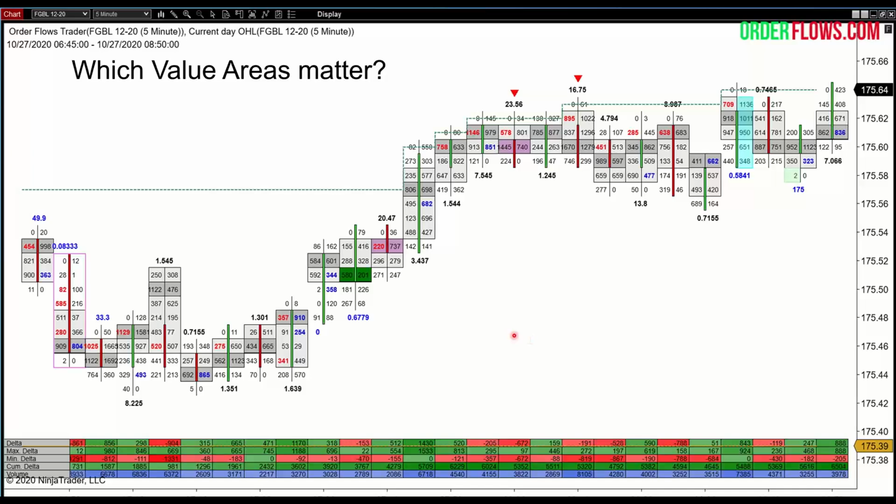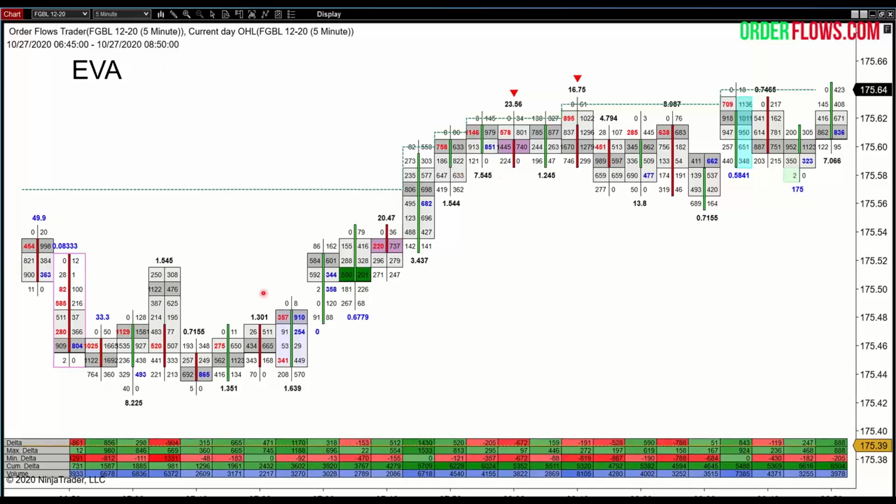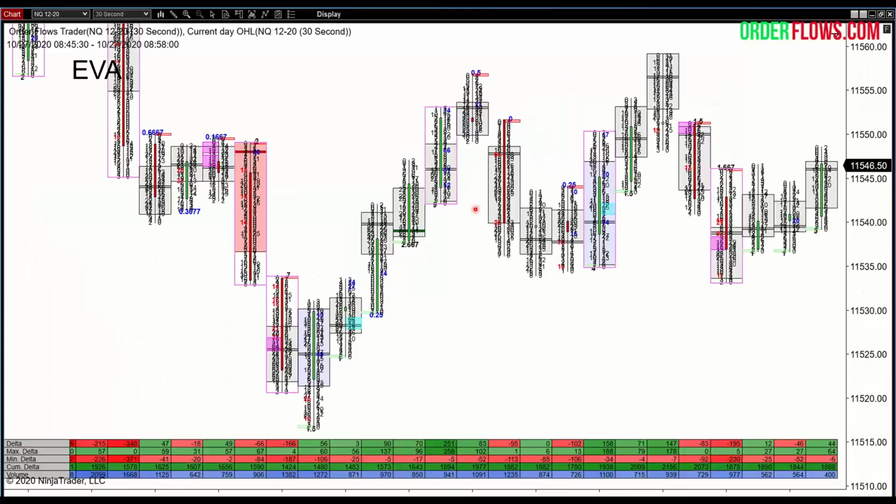This is this morning. Value areas: which value areas matter, right? This is a PLC, a bullish PLC slingshot right here, but right before it, you had a nice bullish value area right here. We call it the EVA, the extended value area. Right in here, right? And boom, up to new highs.